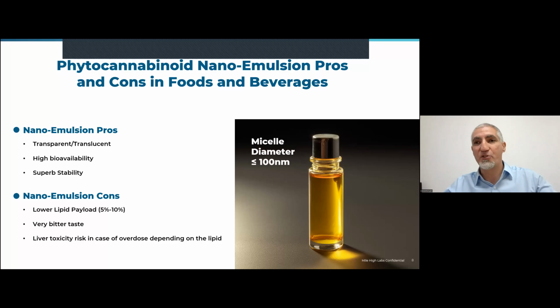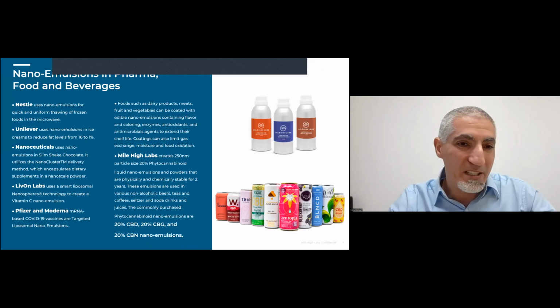And lastly, I wanted to talk about nanoemulsions and emulsions in pharma, food, and beverages. They're used in foods and beverages everywhere, from frozen foods to ice creams and chocolate shakes, and some companies put vitamin C in liposomes so that they can deliver more of it systemically. Like Dr. Aust talked about before, Pfizer and Moderna vaccines contain mRNA encapsulated in a targeted liposomal nanoemulsion.